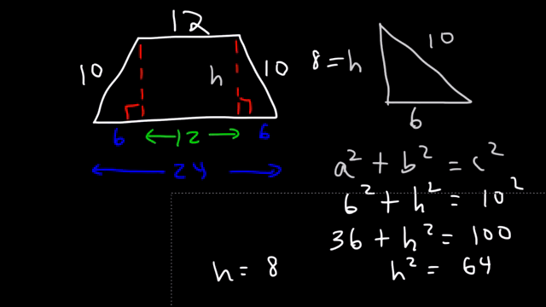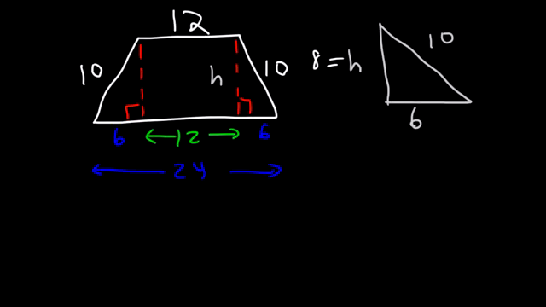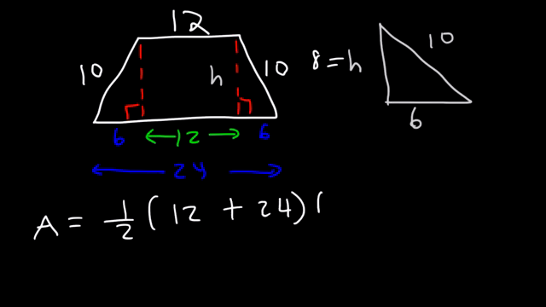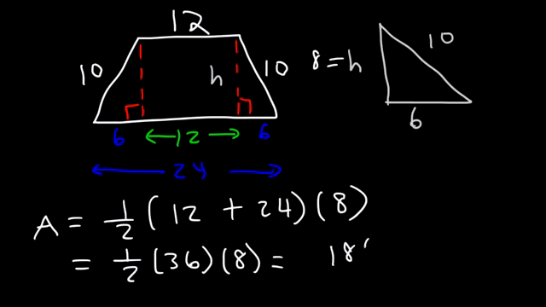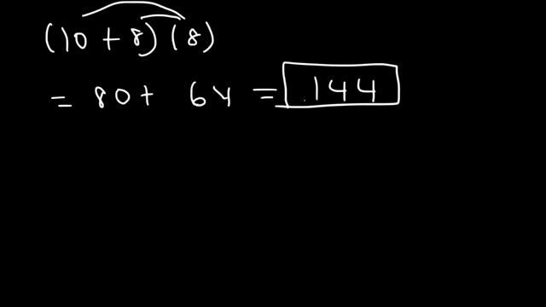Now that we have the height, we can find the area. So the area is going to be 1/2 times b1, which is 12, plus b2, which is 24, times the height of 8. So 12 plus 24, that's 36. And half of 36 is 18. So 18 times 8. Let's break 18 into 10 and 8 and distribute 8. 8 times 10 is 80. 8 times 8 is 64. And 80 plus 64 is 144. So that's the area of this particular trapezoid.